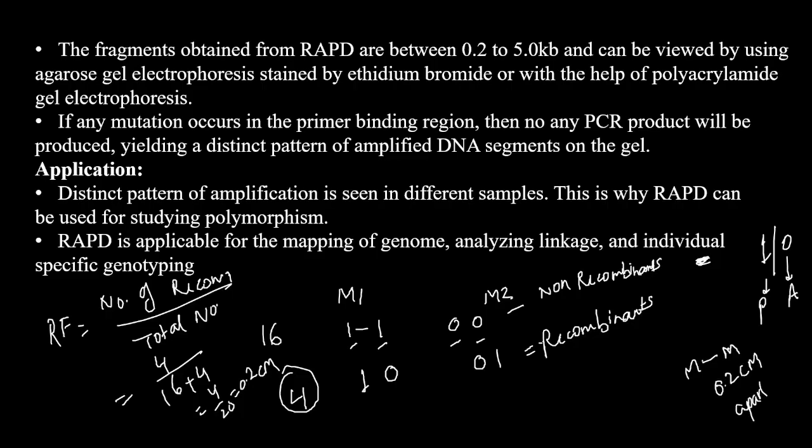Like this you can do for the other markers also, and you can create the genomic map. You can also identify the linkage. If suppose all the 20 offsprings are always showing 1 1 and 0 0, it means they are linked. Okay, so that's how this technique is applicable.